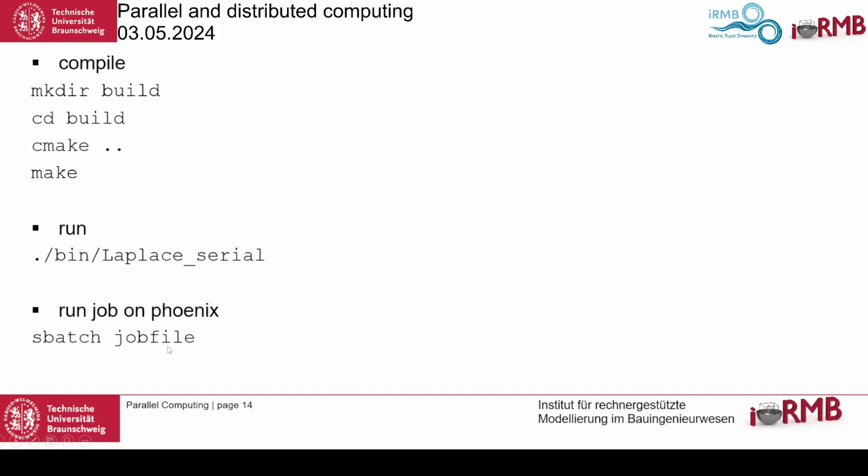So what is this for? So far with the simple examples that we had, we compile our code and run it directly on what they call the login nodes, which is something that you should not do. We only do this because we use very short programs. But here, Phoenix is a batch system.